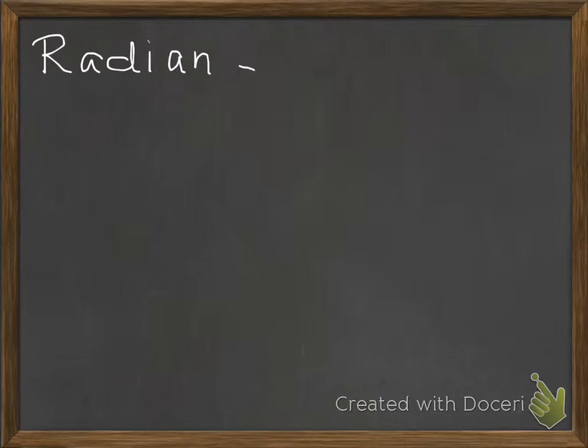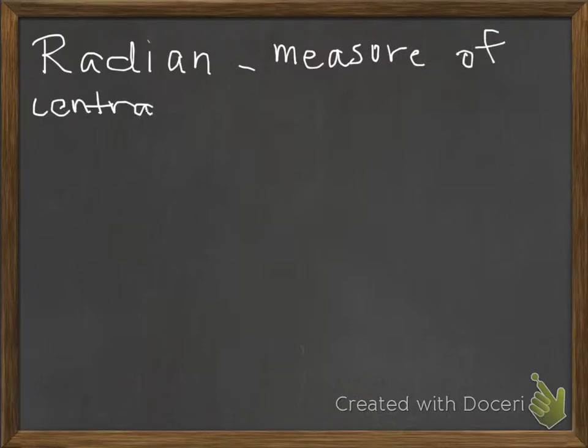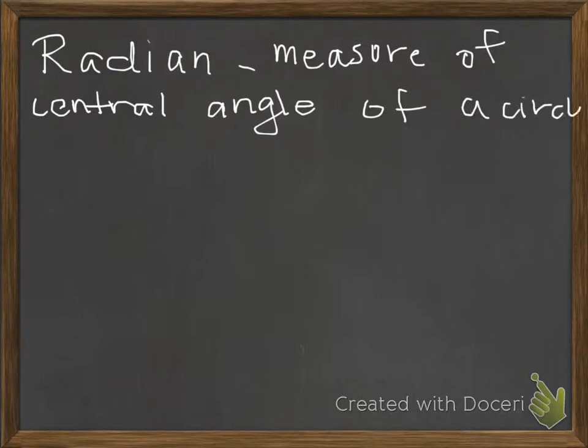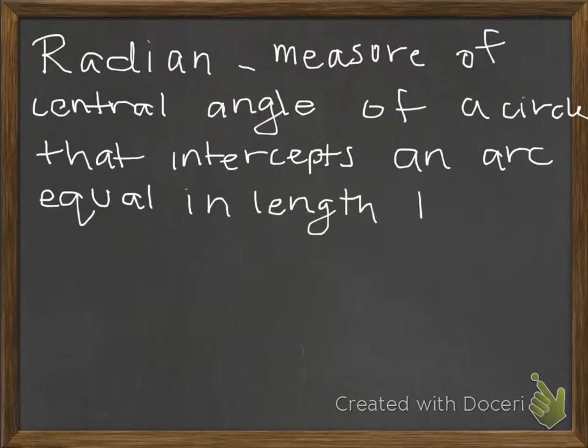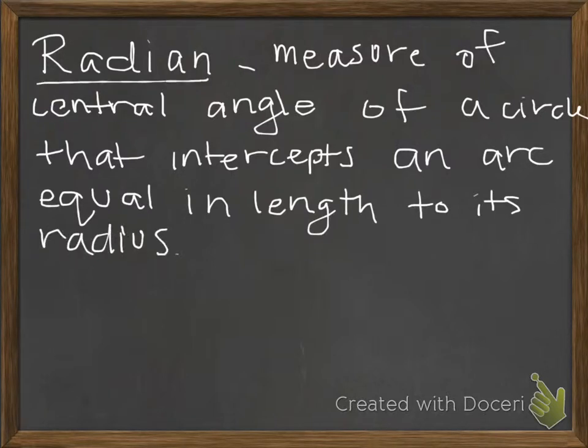And a radian is the measure of the central angle of a circle that intercepts an arc equal in length to its radius. So that is what a radian is.